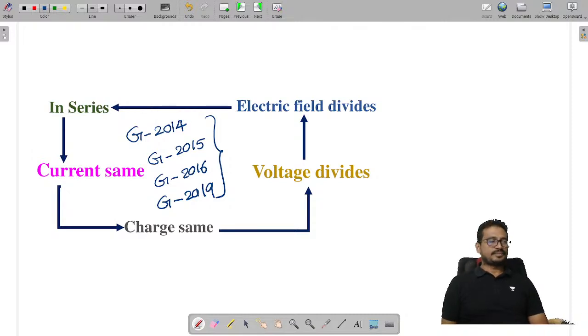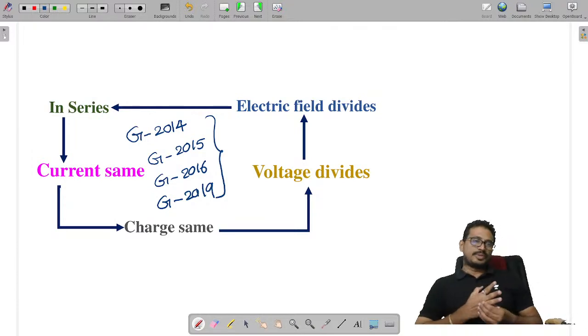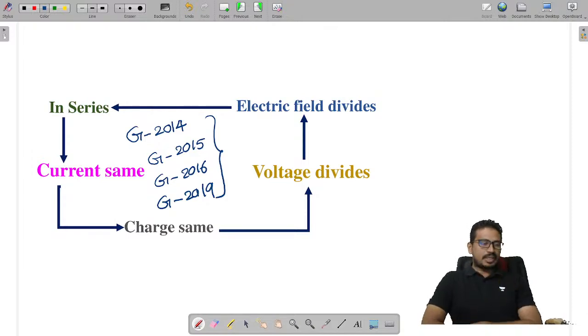Okay. So today we have discussed parallel plate capacitors. Tomorrow we are going to talk about cylindrical and spherical capacitors. So all of you revise everything and come to tomorrow's class, then you will understand it well.